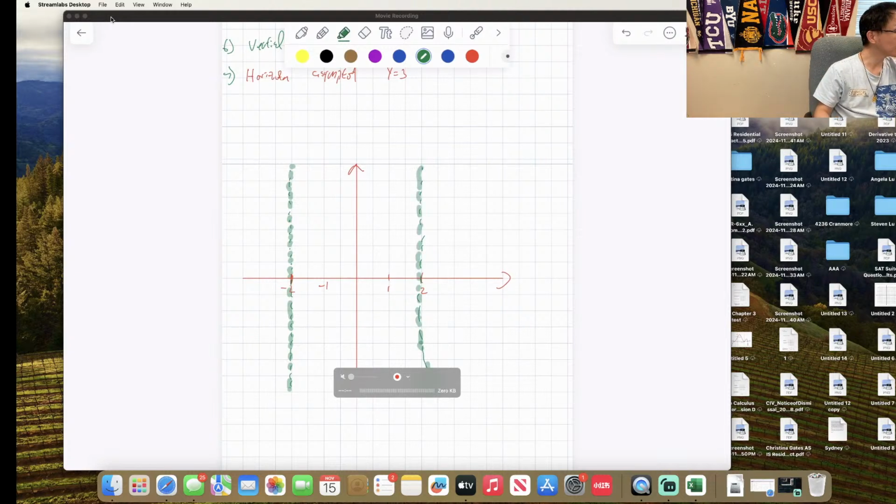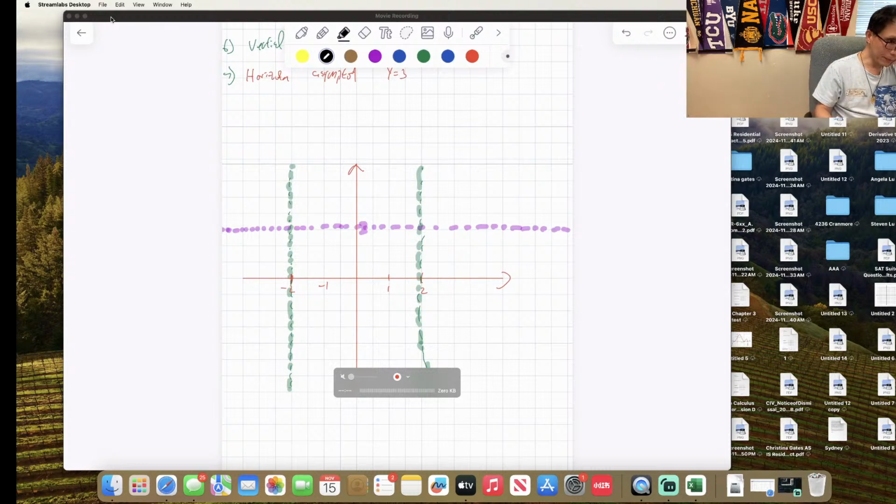Question about this. Where's the horizontal asymptote? 3, right? Y equal to 3. So don't tell me just 3, it is y equal to 3. So y equal to 3 is going to give me this. Are you following me so far?